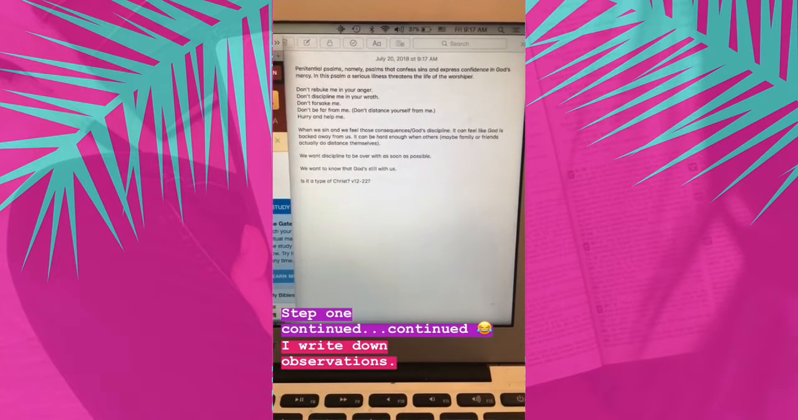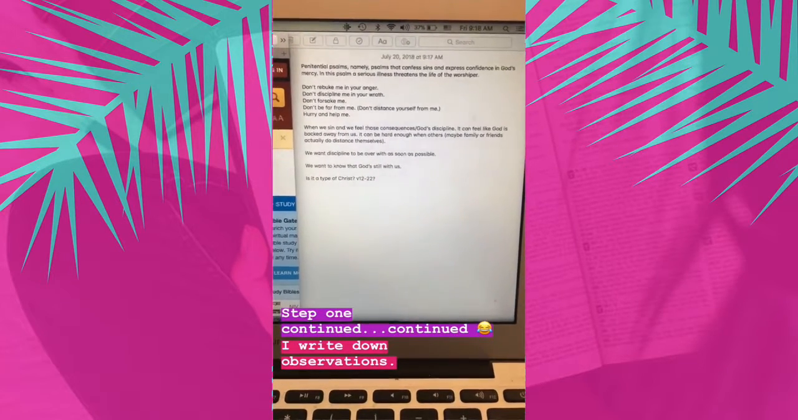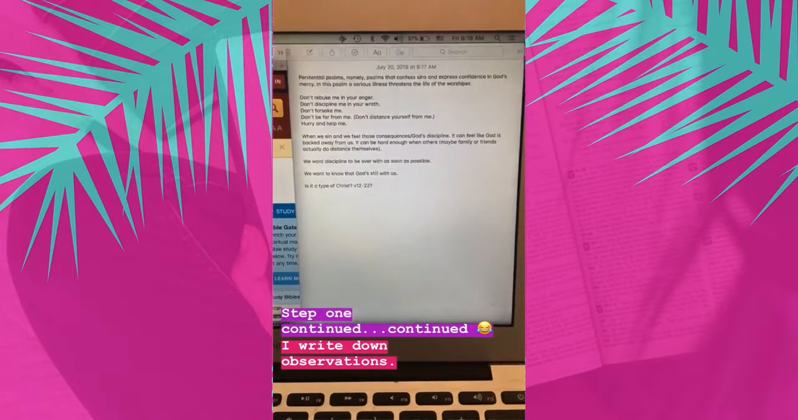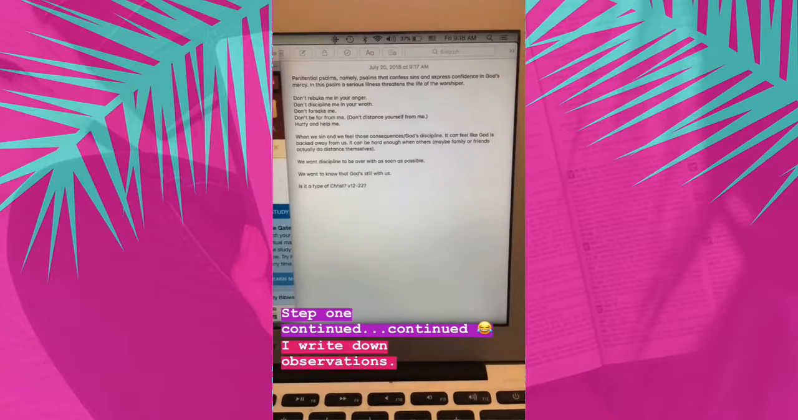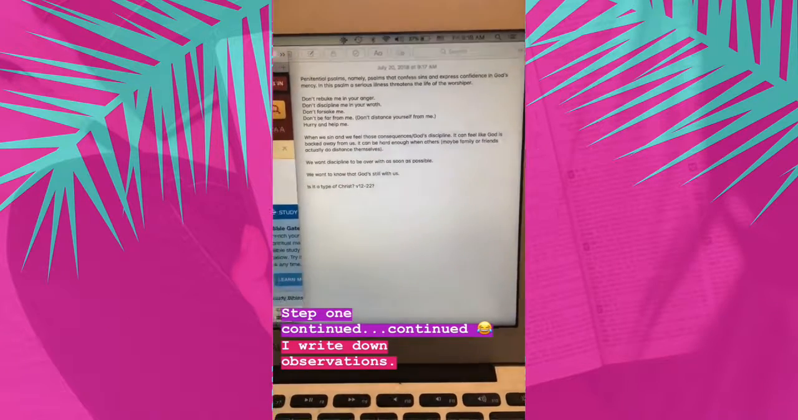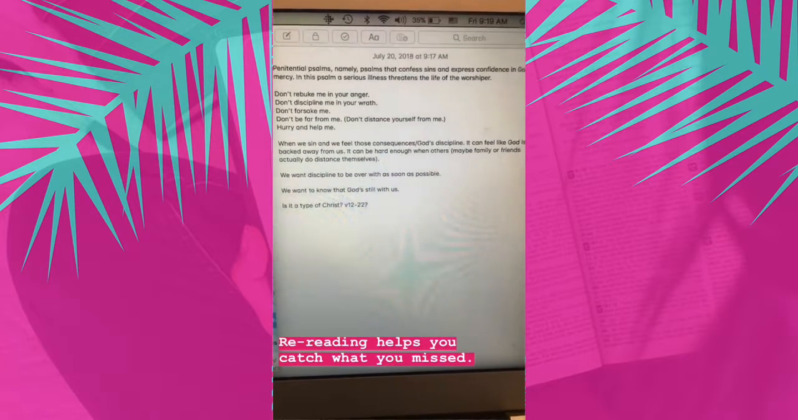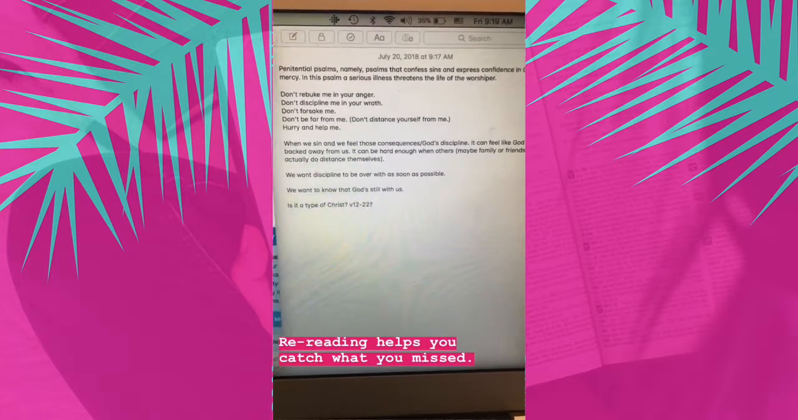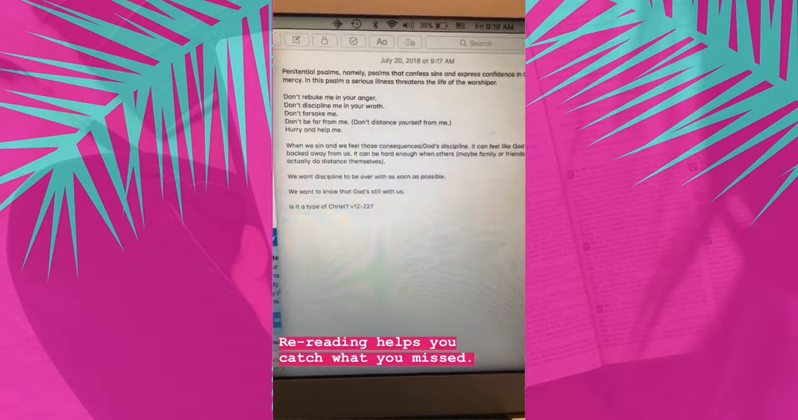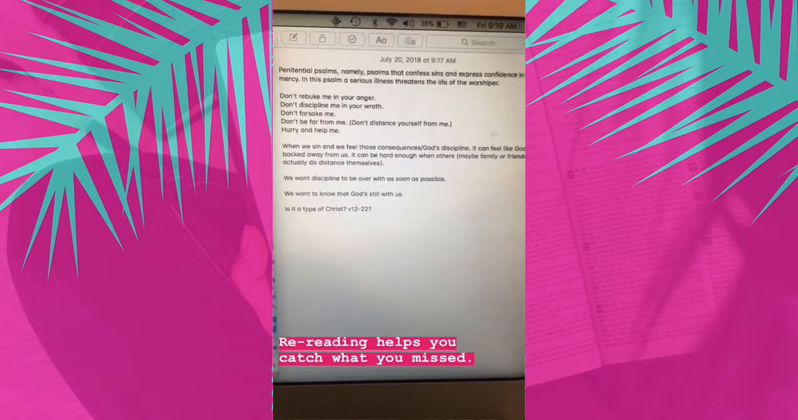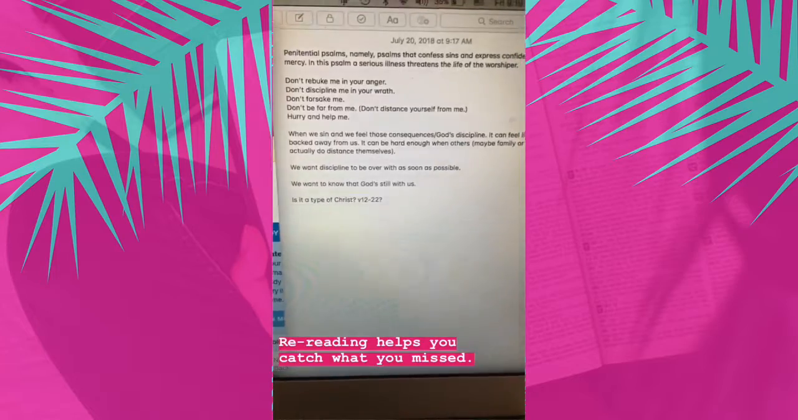So after I read it, I try to make observations about what I see. I don't jump to application just yet, but I write down what I'm seeing and my thoughts about it. It's good that I read it like a million times too, because it took me like three versions in to realize that the psalmist was actually for real sick. He wasn't just making up flowery language in the psalm.